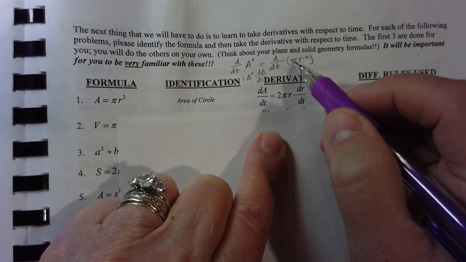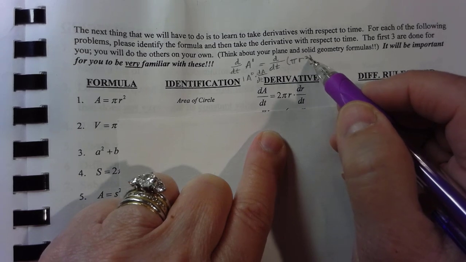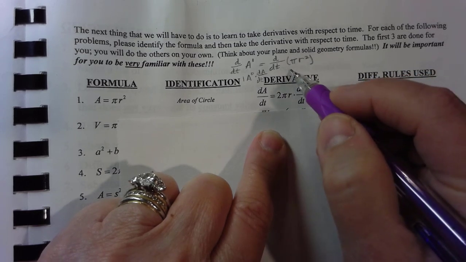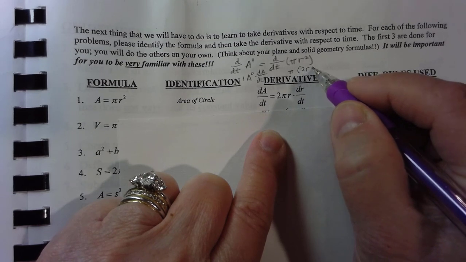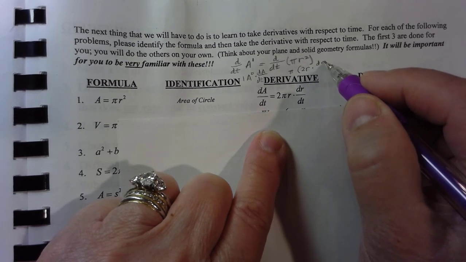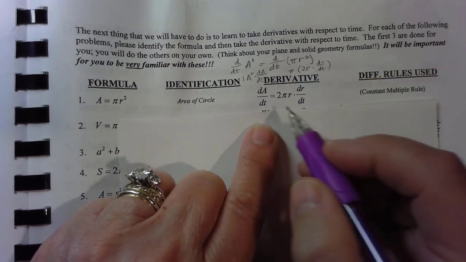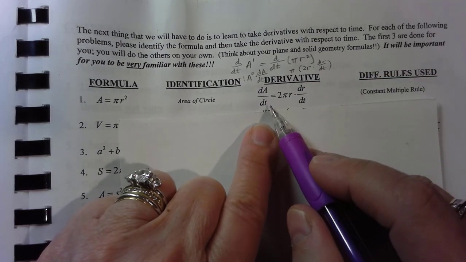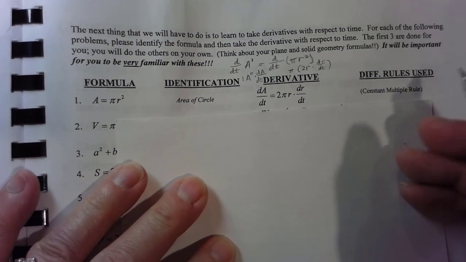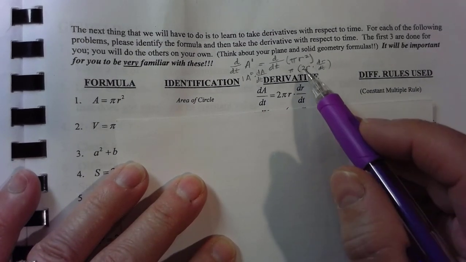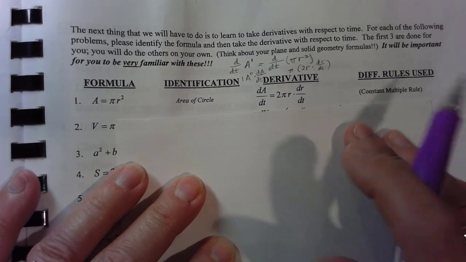Pi is a constant, but the 2 is going to come down, so we have our pi. The 2 is going to make it 2r to the first power, chain rule, times dr dt. So the clean version of that is dA/dt equals 2 pi r times dr/dt. And what differentiation rule do we use? We just used constant multiple. There's our constant.